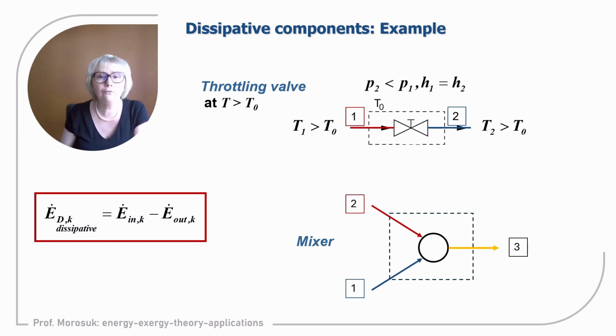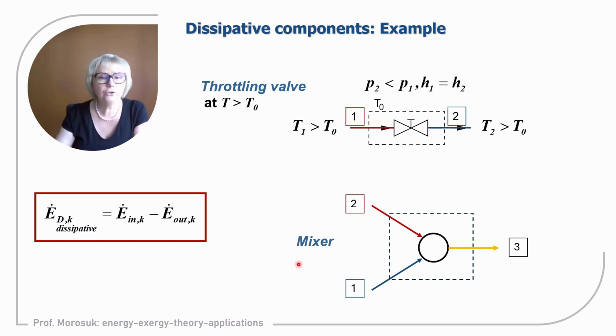Throttling valve for the refrigeration system is a productive component. This particular case we will discuss later. I repeat, throttling valve is a dissipative component only for a system that operates at temperature and pressure higher than the environment. For example, mixer.